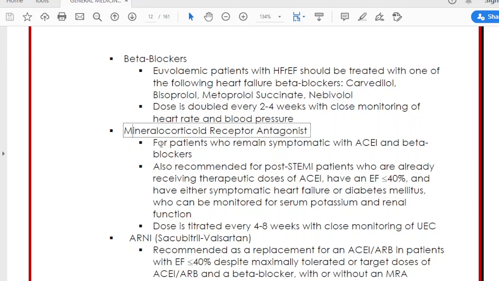Mineralocorticoid receptor antagonist: for patients who remain symptomatic with ACEI and beta blockers. Also recommended for post-STEMI patients who are already receiving therapeutic doses of ACEI, have an EF under 40%, and have either symptomatic heart failure or diabetes mellitus, who can be monitored for serum potassium and renal function. Dose is titrated every 4 to 8 weeks with close monitoring of UEC.